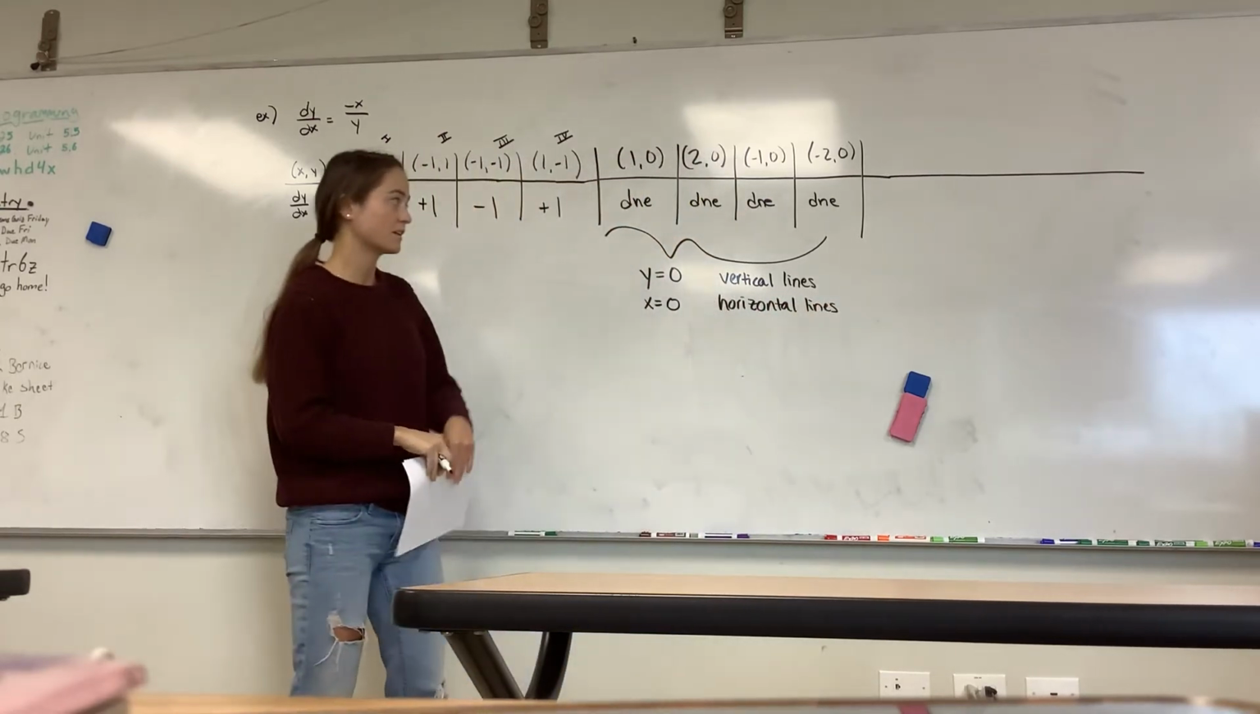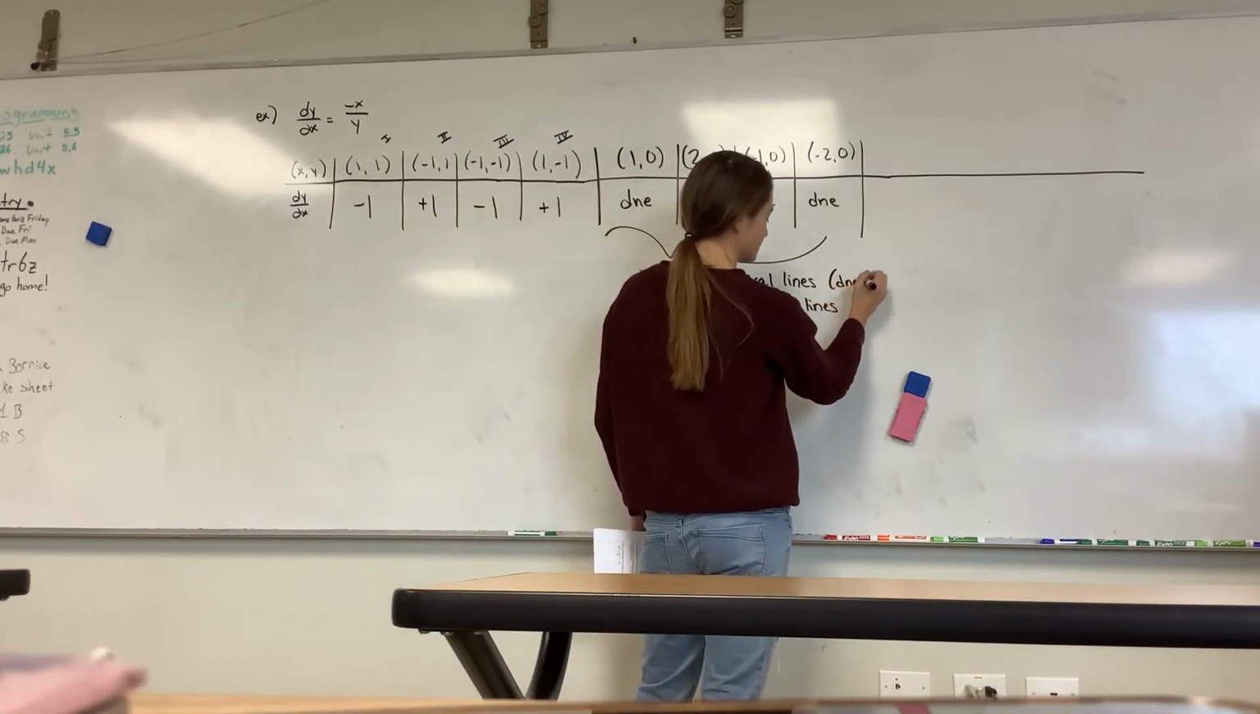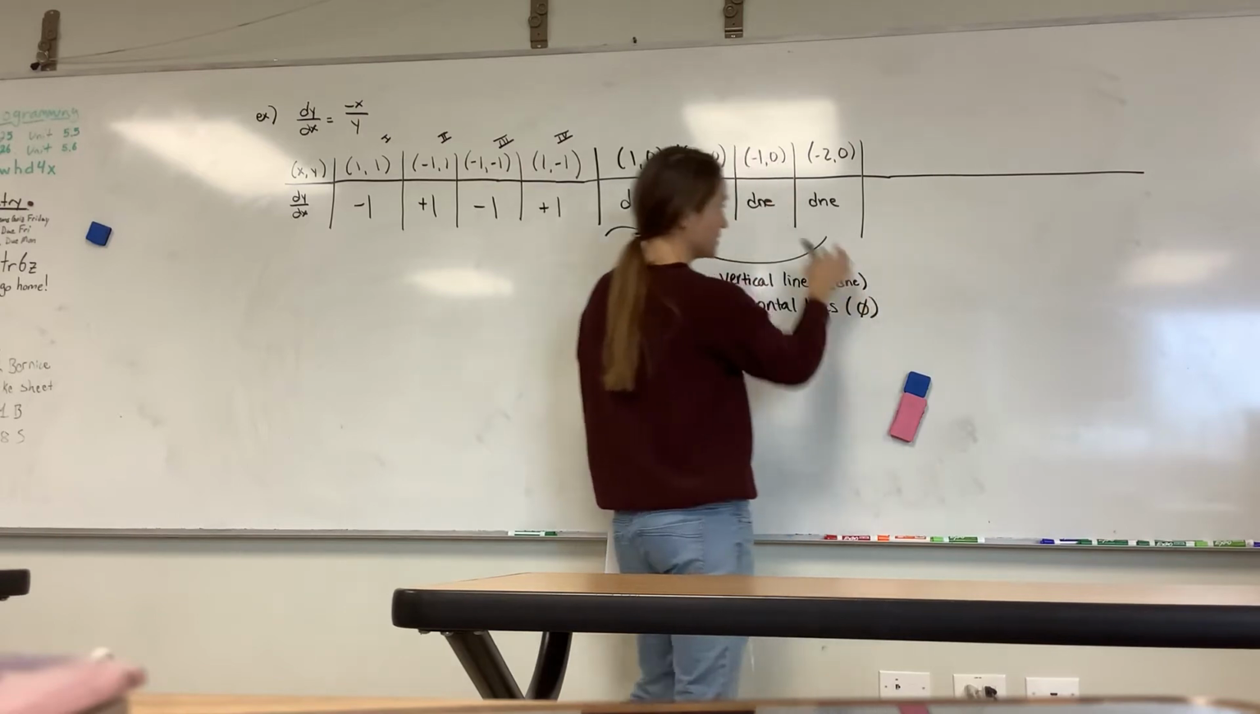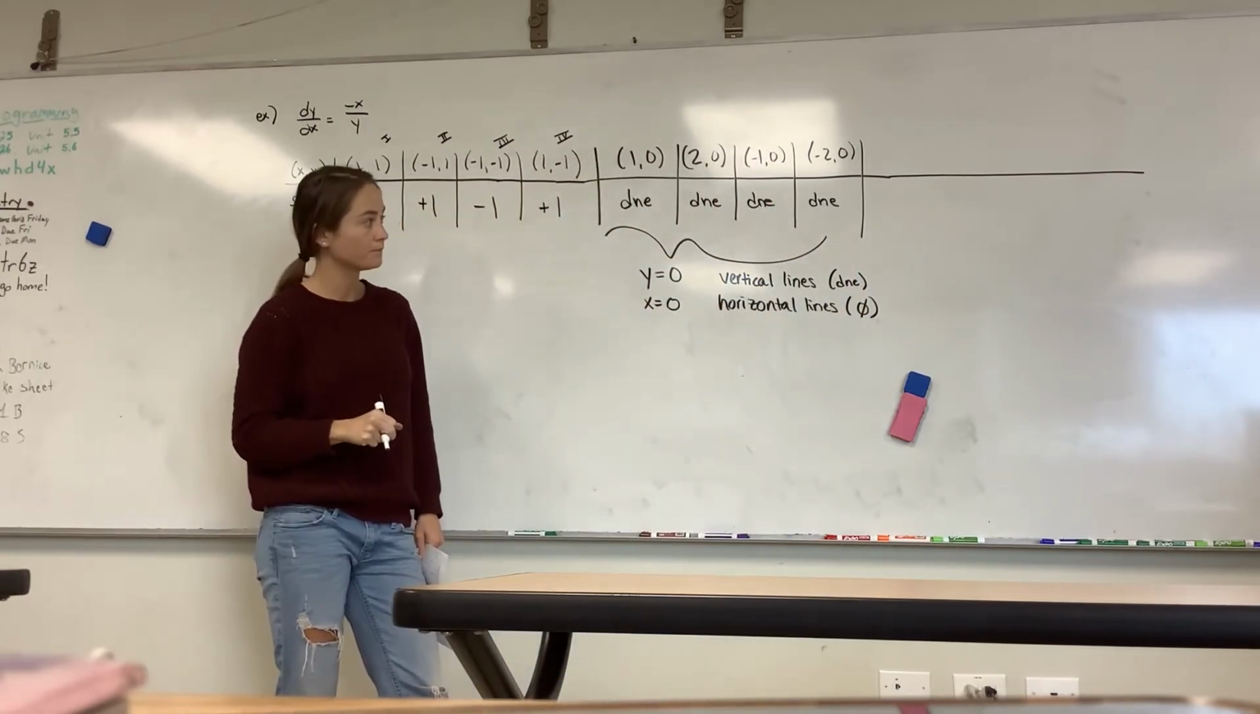So if you get does not exist, it's a vertical line. If you end up with the value 0 for your slope, that doesn't mean it doesn't exist, it just means that your slope is 0.